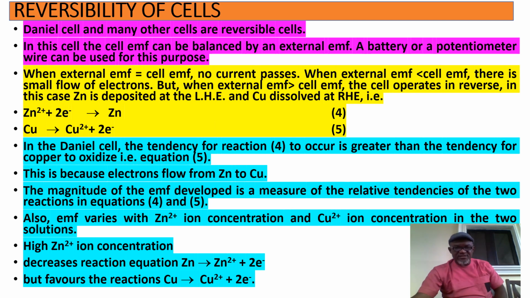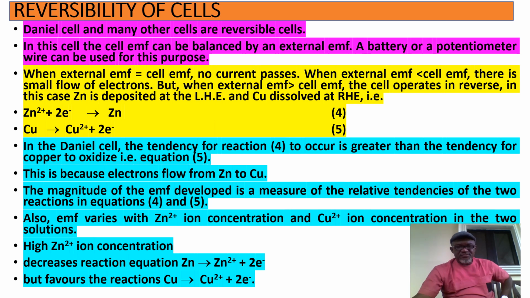Now let us critically examine this. In the Daniell cell, the tendency for reaction 4 to occur is greater than the tendency for copper to be oxidized. That is equation 5. This is because electrons flow from zinc to copper. The magnitude of the EMF developed is a measure of the relative tendencies of the two reactions in equations 4 and 5. Also, EMF varies with zinc ion concentration and copper ion concentration in the two solutions. We will also have what we call concentration cells, which we might look at if time permits.